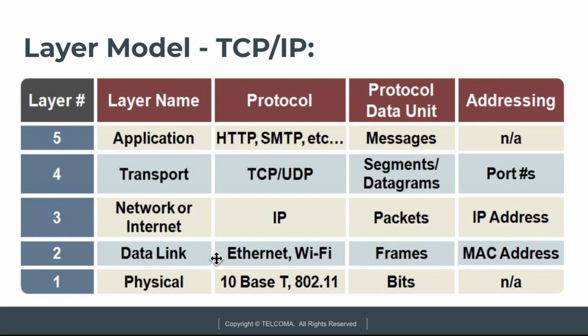At the data link layer, it uses Ethernet or Wi-Fi protocols, where it converts packets into frames and adds MAC addresses to these frames. Whereas at the physical layer, over wire or wireless, it converts the frames into bits and sends them over the network. So this is the working of all these layers. Let's discuss these layers in detail.